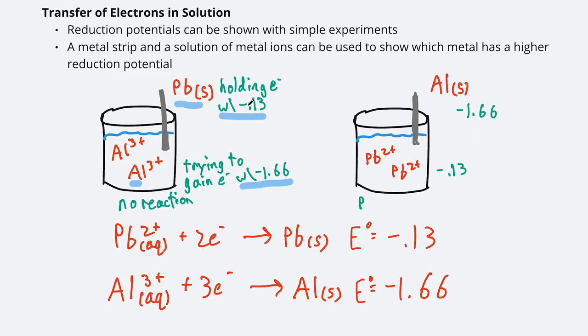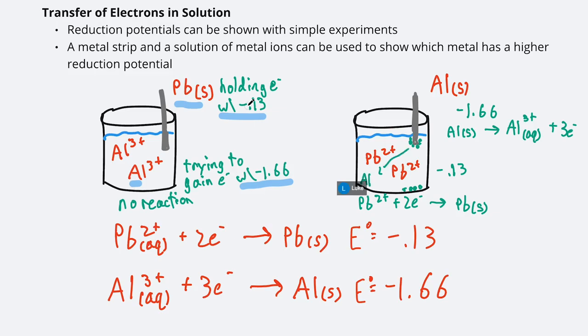So lead will gain those electrons, and it will start to build up as solid lead. And it could build up maybe on the strip, or maybe it will just fall to the bottom of the beaker. But you will start to see the actual appearance of solid lead. And then the aluminum will lose electrons, and it will actually start to dissolve and go into solution. So over time, you will literally see that aluminum strip dissolve in that water, and then you'll see solid lead start to appear.